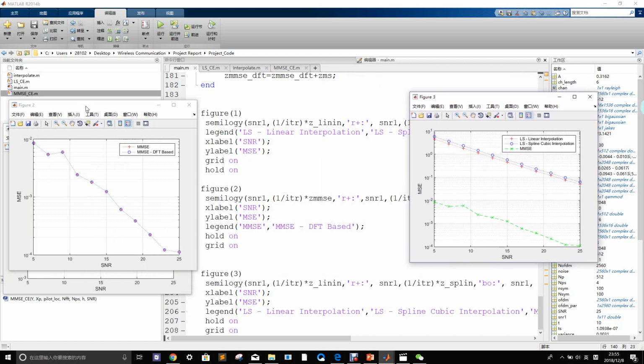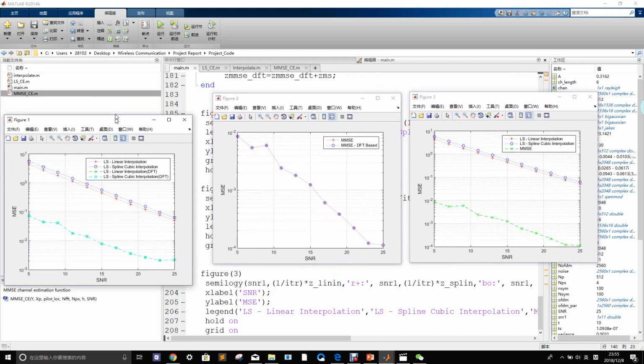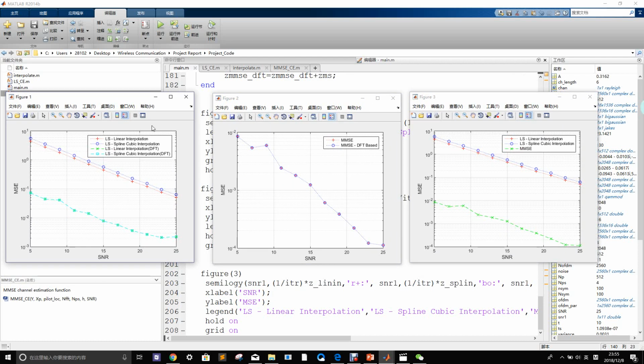So from the results in these 3 figures, we can see all of the features of the MMSE estimators and the LS estimators.